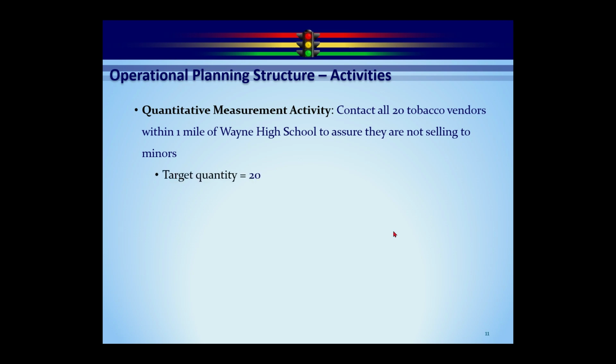So in this case, you can see our target quantity is 20. So when we have that, it makes it easy to do calculations, right? I'm counting up and say, okay, we did 20 this month. That calculates to be 100%. We did 15 this month, we're 75%. So it's pretty simple to do that.